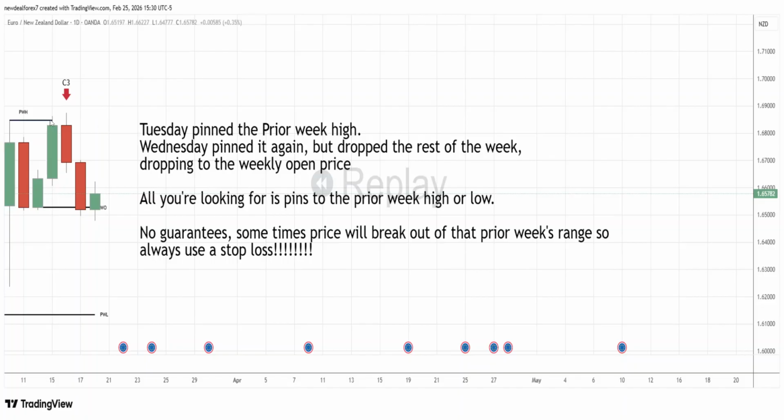So Tuesday pinned the prior week high. Wednesday, which is our candle 3, pinned it again, but then it dropped the rest of the week at Wednesday and Thursday. So all you're looking for is just pins to the prior week high and low.